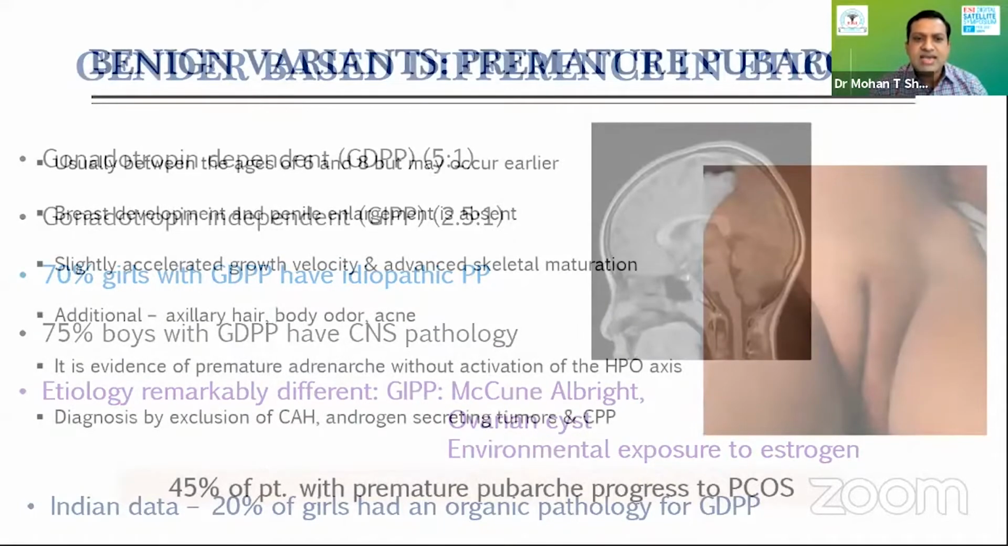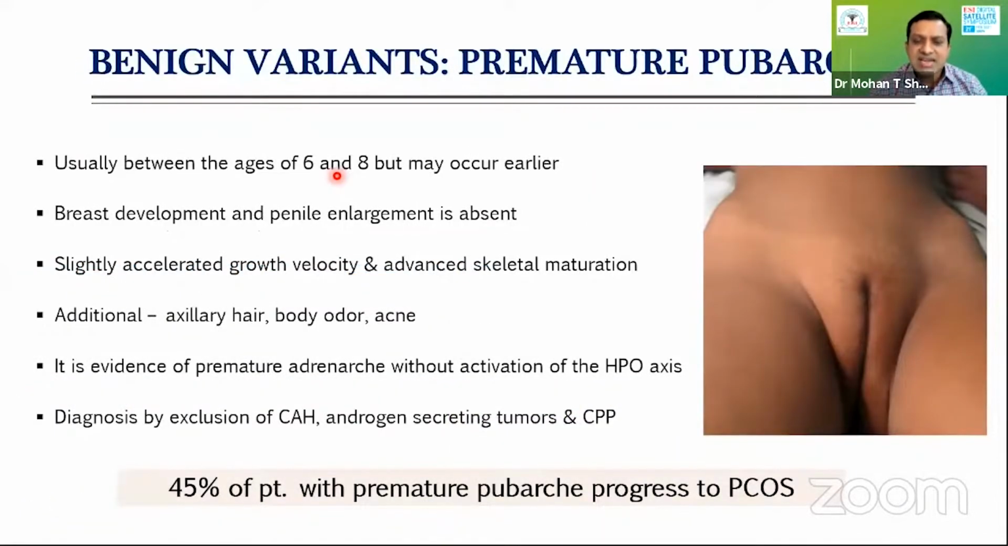It may occur earlier as well. It is benign. It is only having slightly accelerated growth and advanced maturation. And there is only evidence of premature adrenarche without activation of the axis. It is to exclude CAH and adrenal secreting tumors and CPP. 45% of premature adrenarche may progress to PCOS.